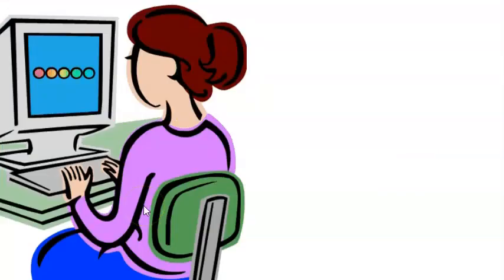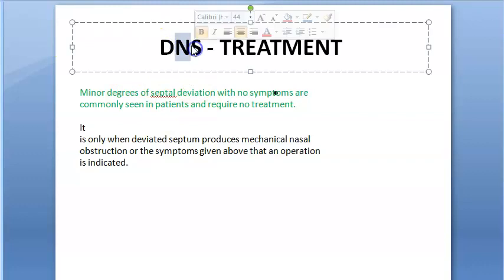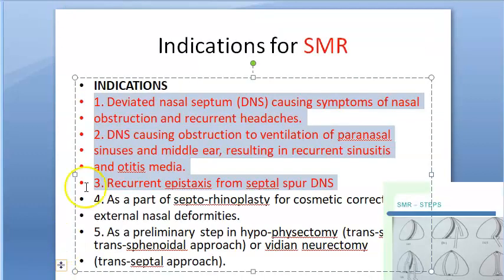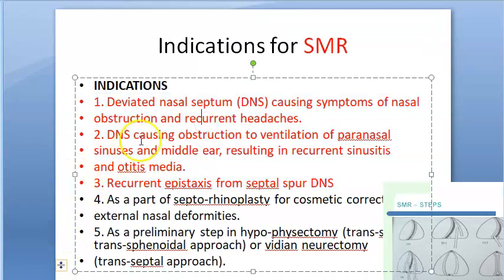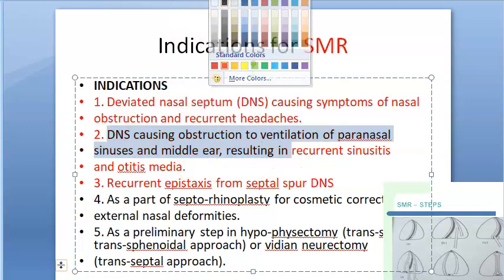So guys, SMR versus septoplasty, we have a separate video. Here we are just telling you the indications. Basically, if it is a deviated nasal septum, you don't have to do anything. Only if it is a deviated nasal septum with a lot of other things like nasal obstruction, recurrent headache, otitis media, recurrent sinusitis, then only you have to do all these things.